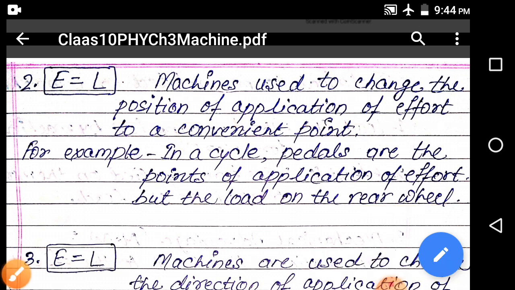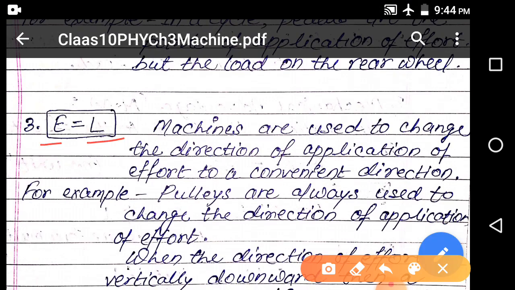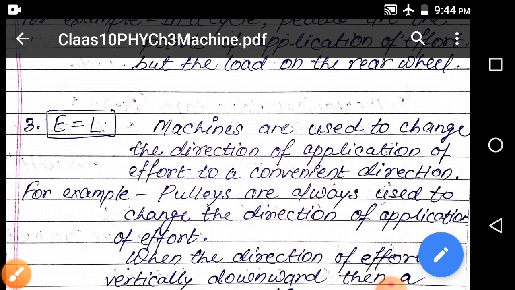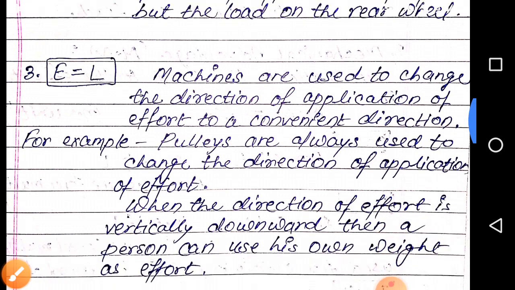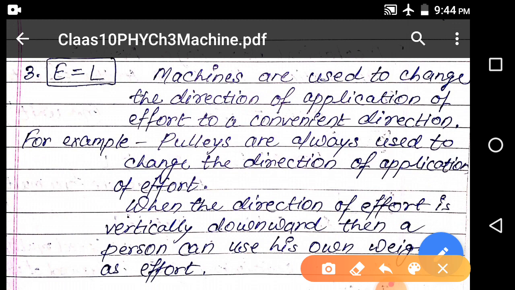Now go to the next point. Here the effort is equal to load again. So here the machine is used to change the direction of application of effort to a convenient direction. Suppose we consider when we lift a bucket from a well, it will be very difficult to apply force vertically upward.